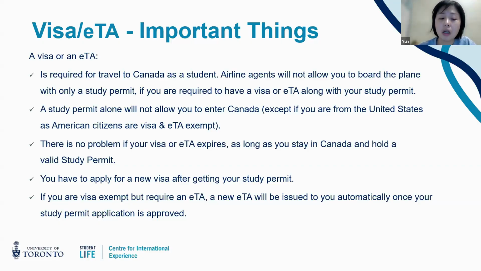If you are from a visa exempt country, but you require an ETA, a new ETA will be issued to you automatically once your study permit application is approved. So for ETA holders, the process is simple because once you have applied for a study permit, whether inside or outside Canada, a new ETA will be issued to you automatically.